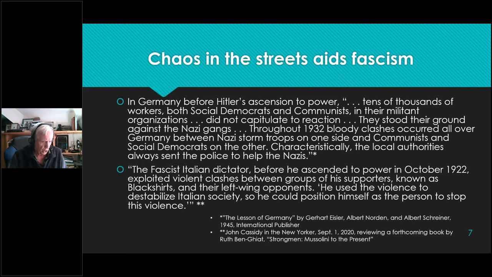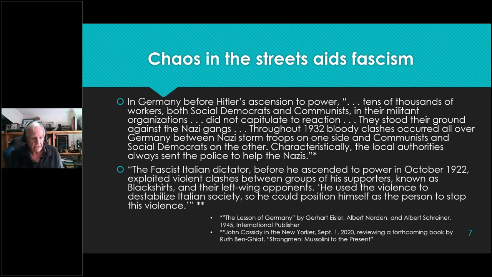This is a quote from a book called The Lessons of Germany, published by International Publishers in 1945. In Germany, before Hitler's accession to power, tens of thousands of workers, both social democrats and communists, in their militant organizations, did not capitulate to reaction. They stood their ground against the Nazi gangs. Throughout 1932, bloody clashes occurred between Nazi stormtroopers on one side and communists and social democrats on the other. Characteristically, the local authorities always sent the police to help the Nazis.